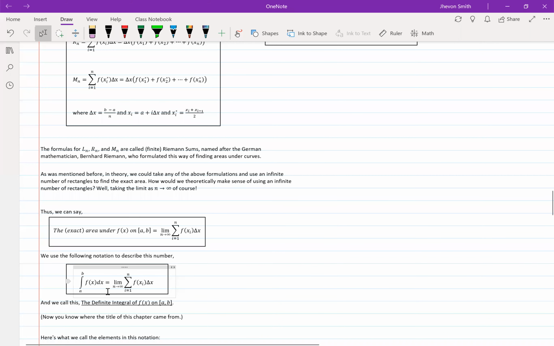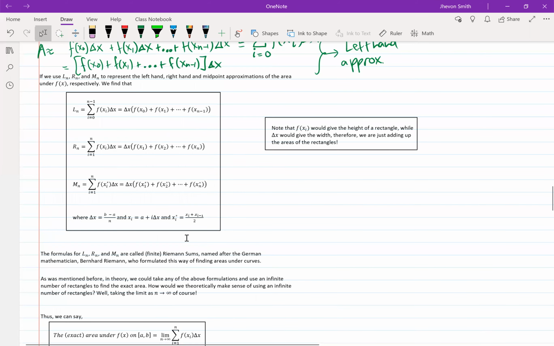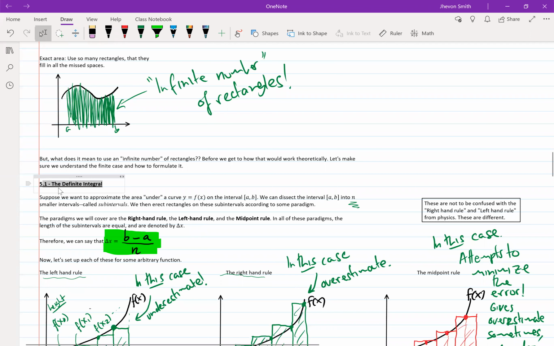So we have this symbol, and whenever we write that, it's just a shorthand of writing this. It's just another way of writing that. This is a very elongated S. The S stands for sum because we're summing up a bunch of things. That's the idea behind the notation. Once we have that notation, the infinite Riemann sum, we give it this name. It is called the definite integral of f of x on AB. And now you can see why the title of this section is called the definite integral.